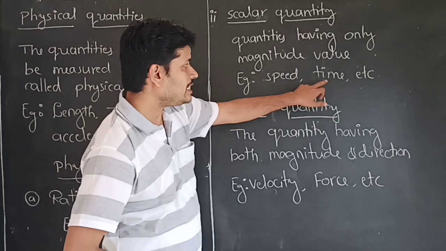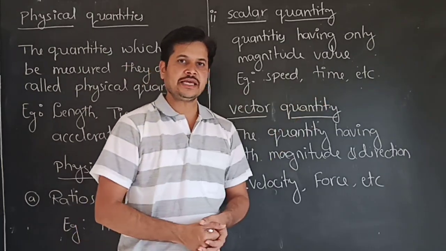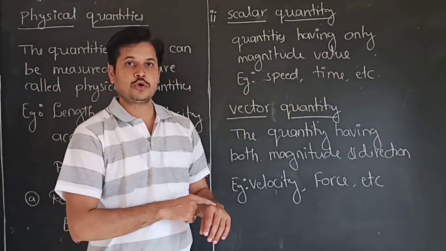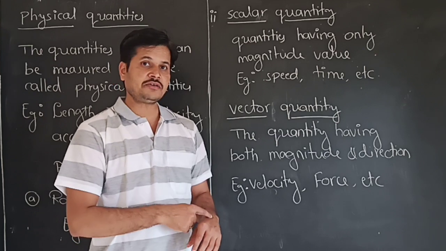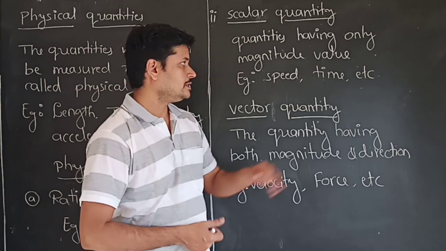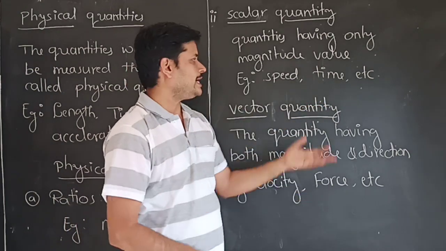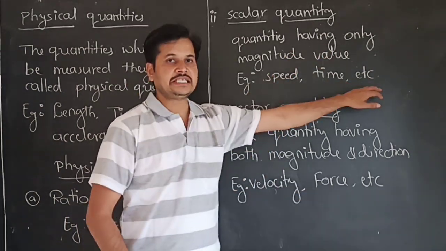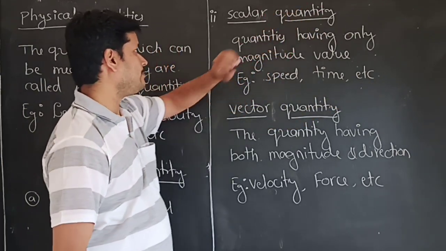Right? Similarly, time. I say now the time is 4 o'clock, but what is the direction of the time? No, there is no direction for the time. Similarly, there are different types of scalar quantities. This is one type of quantity.